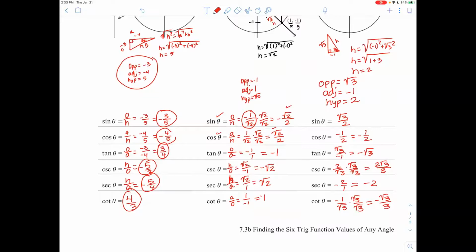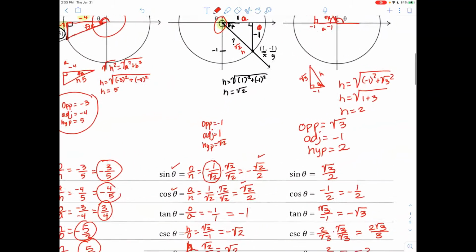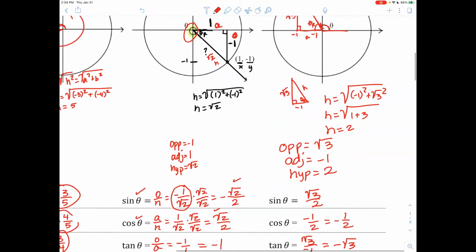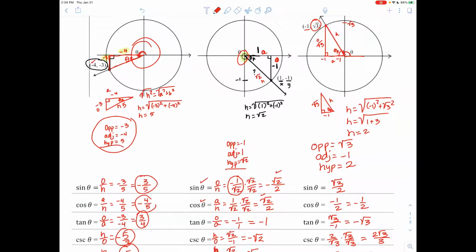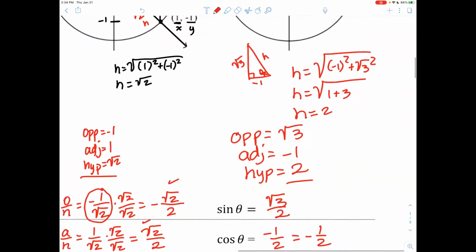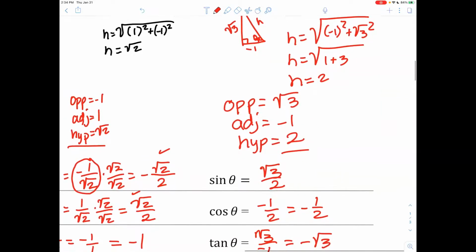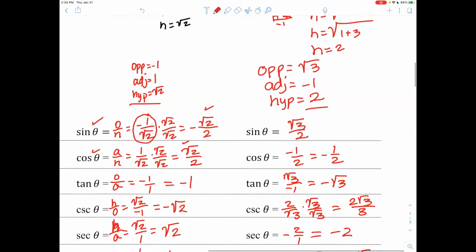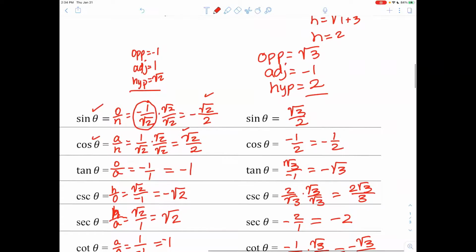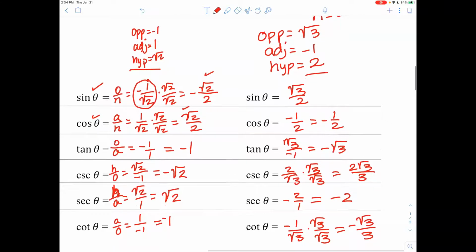Okay, so hopefully you gave that problem a go and you were able to identify that your hypotenuse was 2. So your opposite was the square root of 3, your adjacent was -1, and your hypotenuse was 2. I'd like you to notice that your hypotenuse in every situation was positive, okay? It's supposed to be that way. All right, so your sine was the square root of 3 over 2. Your cosine was -1/2. Your tangent was negative square root of 3. Cosecant was 2 square roots of 3 over 3. Secant was -2, and cotangent of theta was negative square root of 3 over 3.